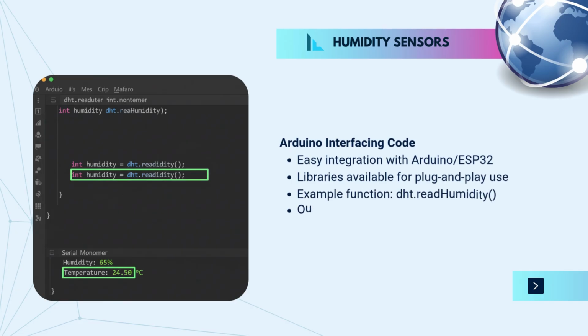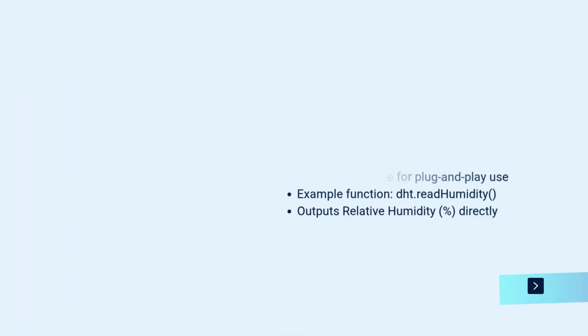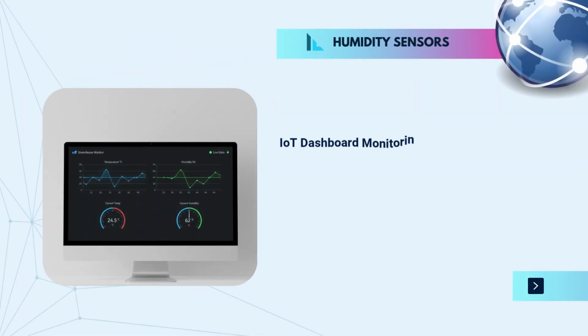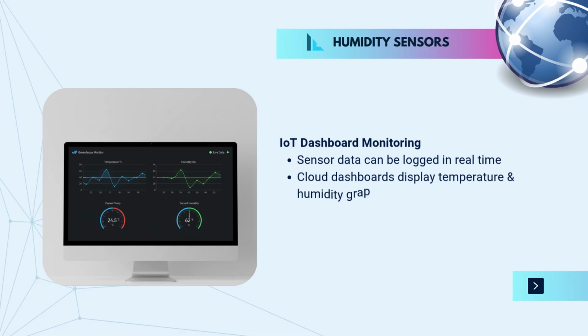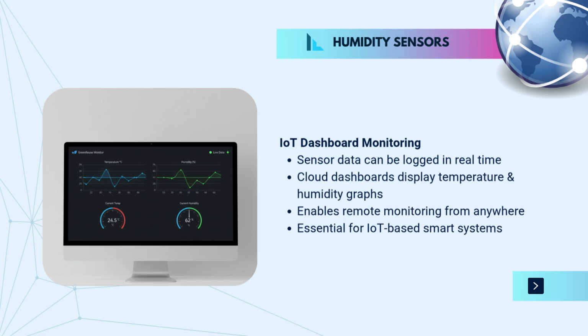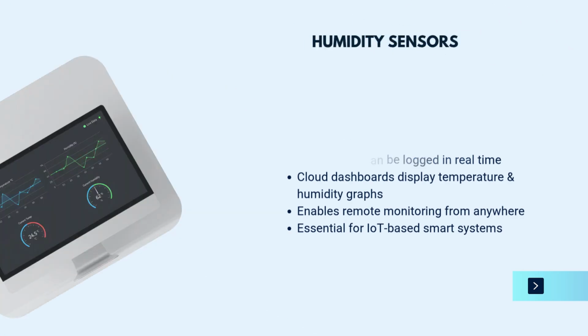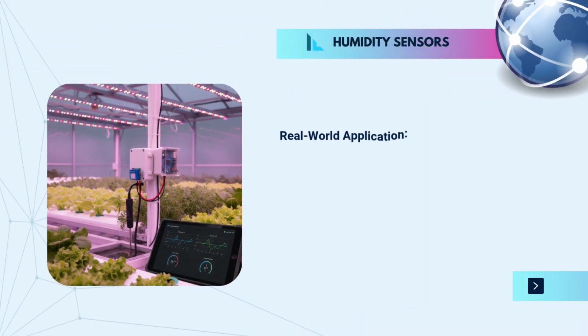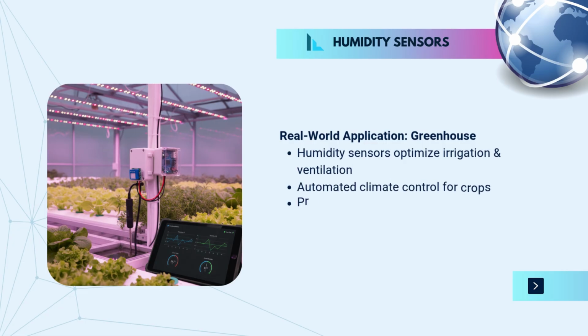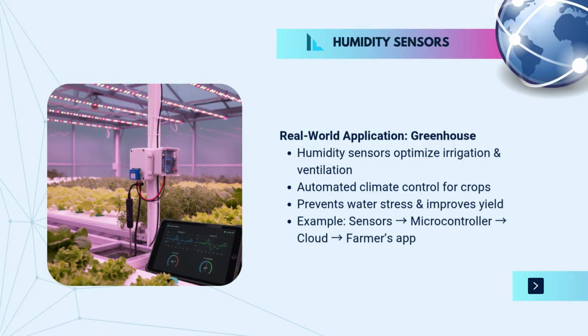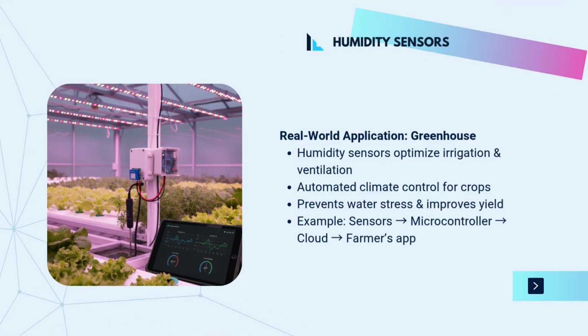For more accurate projects, sensors like the SHT31 or AM2320 are used. These work with the I2C protocol, which means we can connect multiple sensors on the same bus without using extra pins. Interfacing humidity sensors is straightforward, but the applications are powerful. Imagine a smart home where the air conditioner automatically adjusts not just based on temperature, but also on humidity levels. Or an agricultural IoT system where plants get water based on soil humidity and surrounding air.